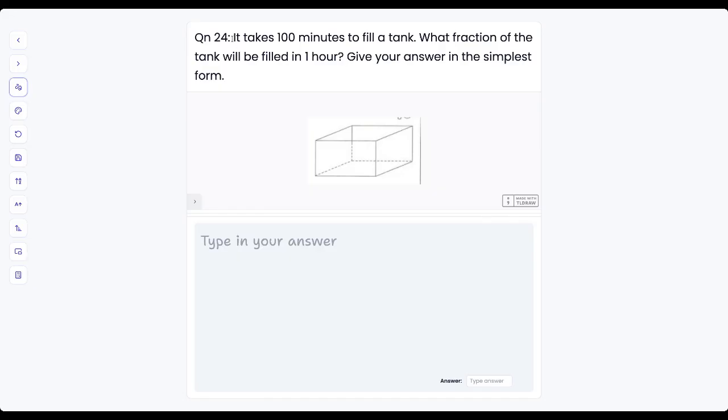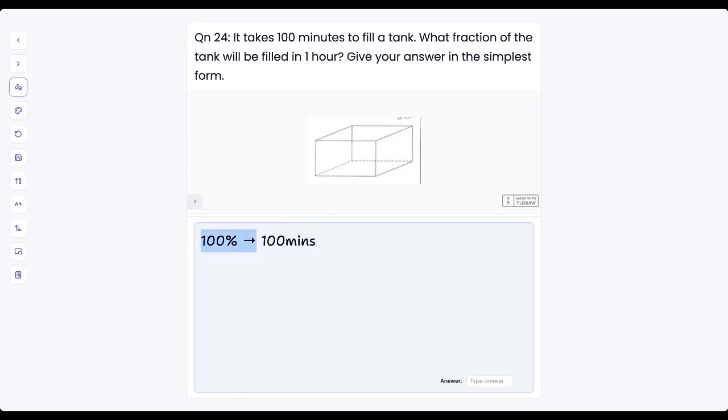Question 24. It takes 100 minutes to fill a tank. What fraction of the tank will be filled in 1 hour? Give your answer in the simplest form. Okay, so we know that 100% is equal to 100 minutes. So how many percent is 1 hour?